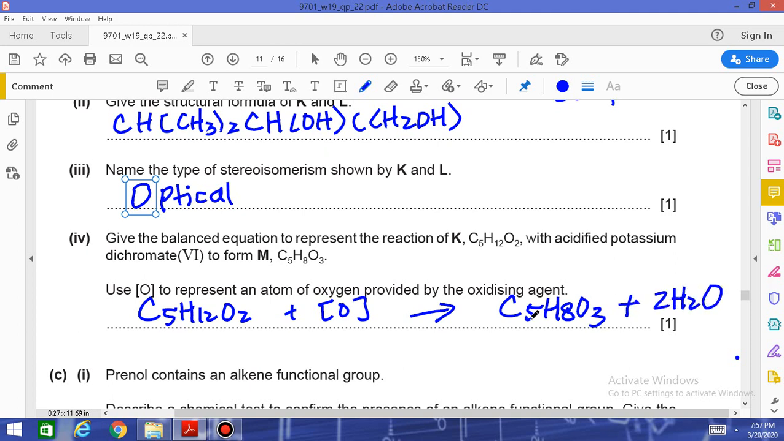Plus 2H2O, because the number of hydrogen atoms on the left side is 12 and on the right it's still 8, so 4 hydrogen atoms must be added from 2H2O. Now how about the number of oxygen atoms? On the right side there are 5 oxygen atoms, so it must be 3.